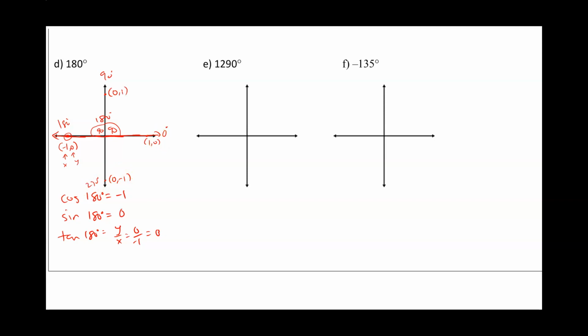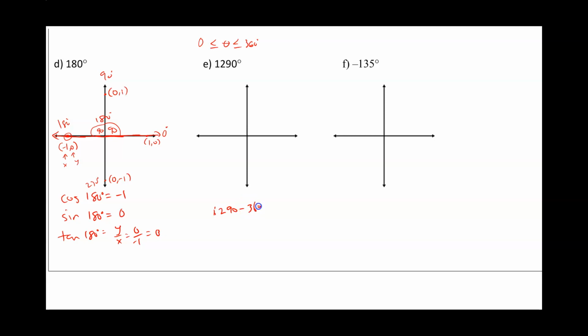Okay, let's take 1290. Anytime you have an angle that is not between 0 and 360, so our angle has to be between 0 and 360. If it's not between 0 and 360, then we need to find a coterminal angle that is between 0 and 360, like we did in section 1.5. So we're going to take 1290, and we are going to keep subtracting 360 until we get to a coterminal angle for 1290.